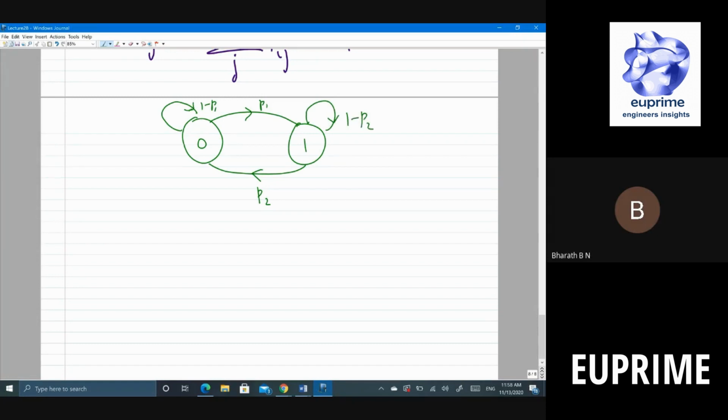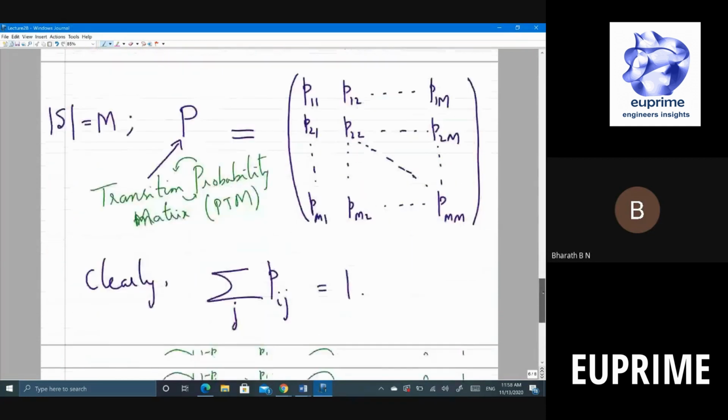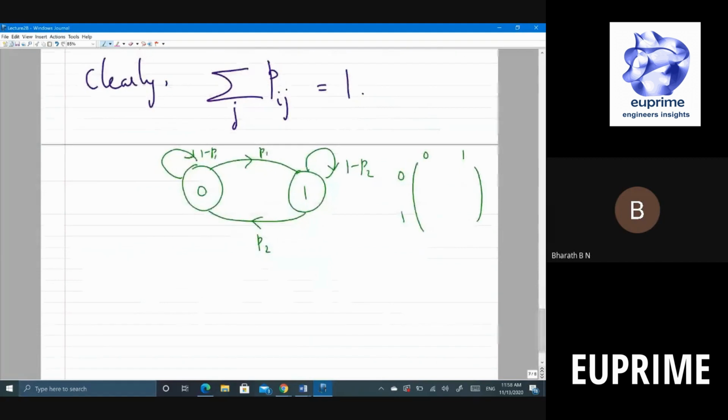This is a pictorial representation of the entire matrix. So how do you write this? Let's say 0 1, 0 1. If you go by this, this is P00. What is the probability? 1 minus P1. This is P11. This is 1 minus P2. So what happens to this? 0 1. That means you are in state 0 and you are going to state 1, which is P1. This is P2. Okay. Fine.